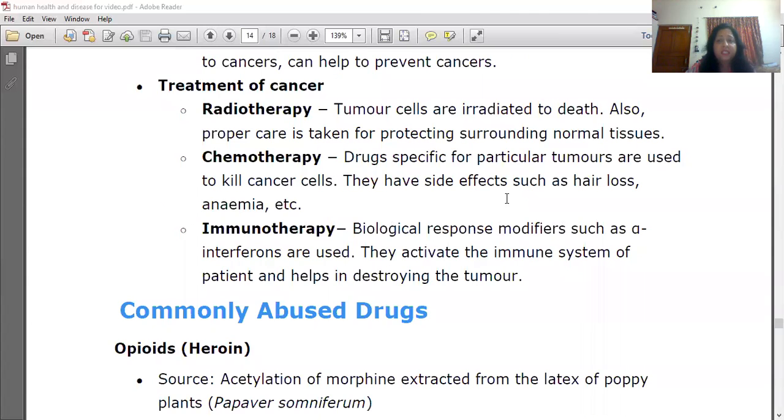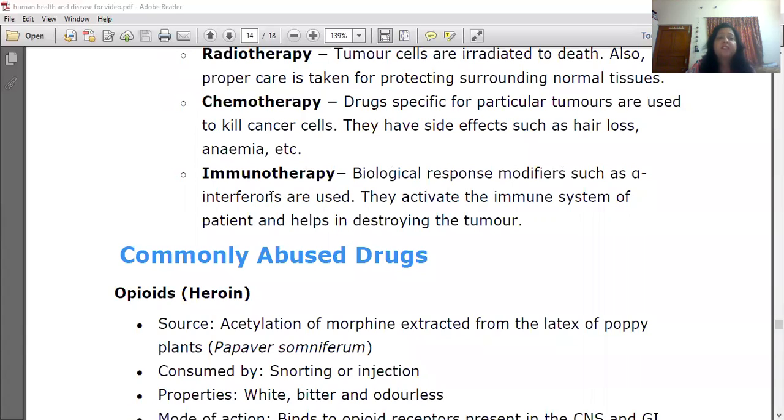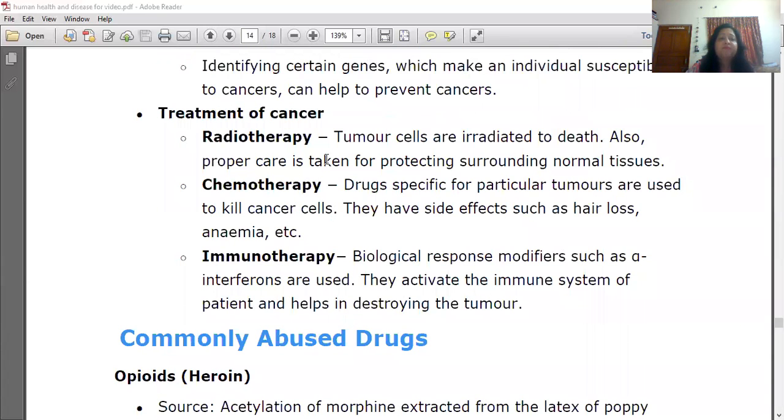They have side effects like hair loss, anemia, etc. And third is immunotherapy. In this, biological response modifiers such as alpha interferons are used, and they activate the immune system of the patient and help in destroying the tumor. So these are the three techniques, radiotherapy, chemotherapy and immunotherapy, that are used for treatment of cancer, and there are various side effects also, like hair loss, anemia, etc.